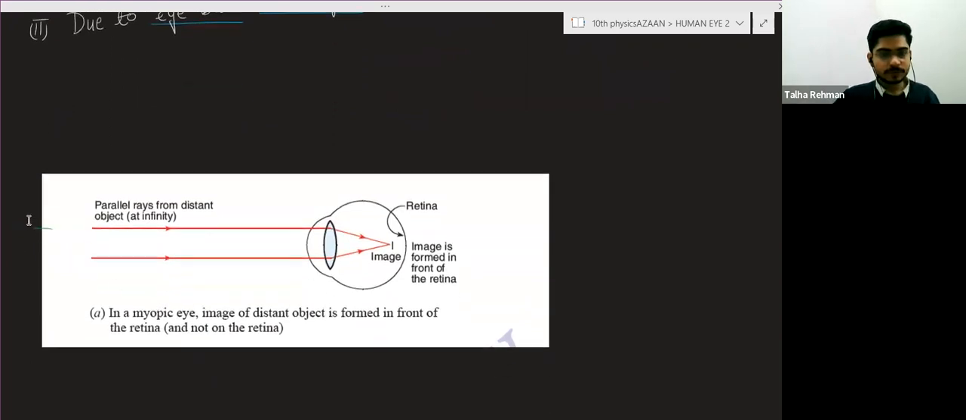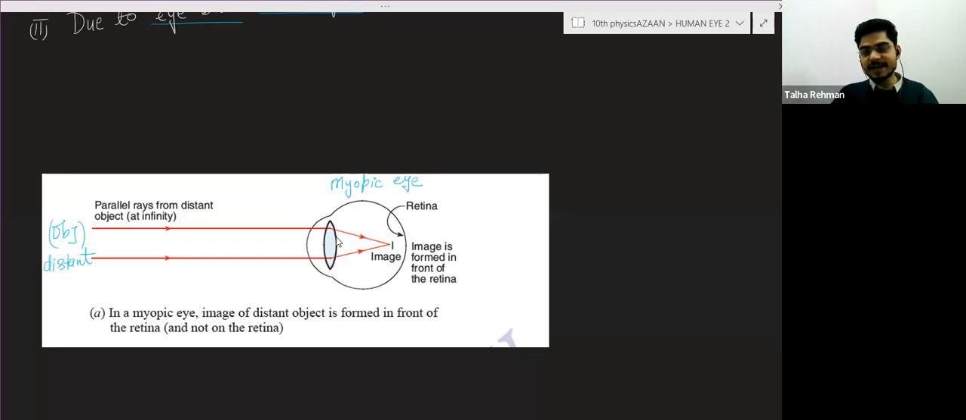So see here, this is the eye of a myopic person. This is a myopic eye. This is the eye lens. So basically, what is happening here is, suppose this is the object, and this object is a distant object. This myopic eye wants to see this distant object. So from the distant object, parallel rays will be there, and these parallel rays will enter through this eye lens.